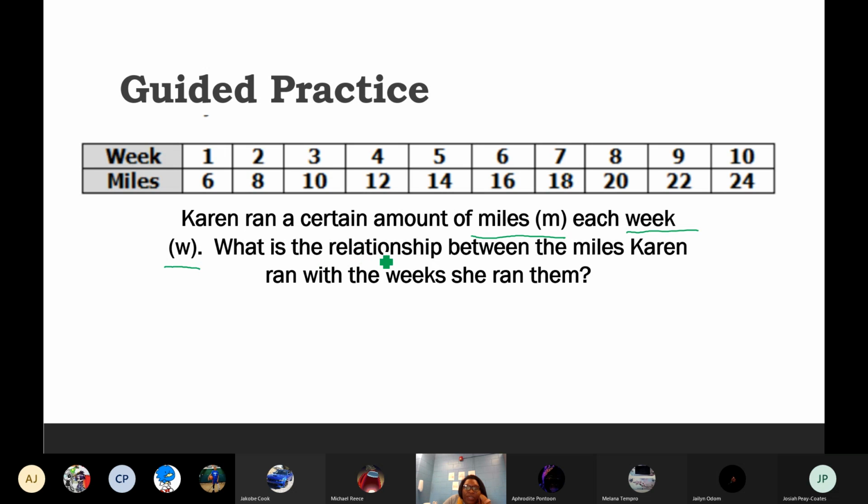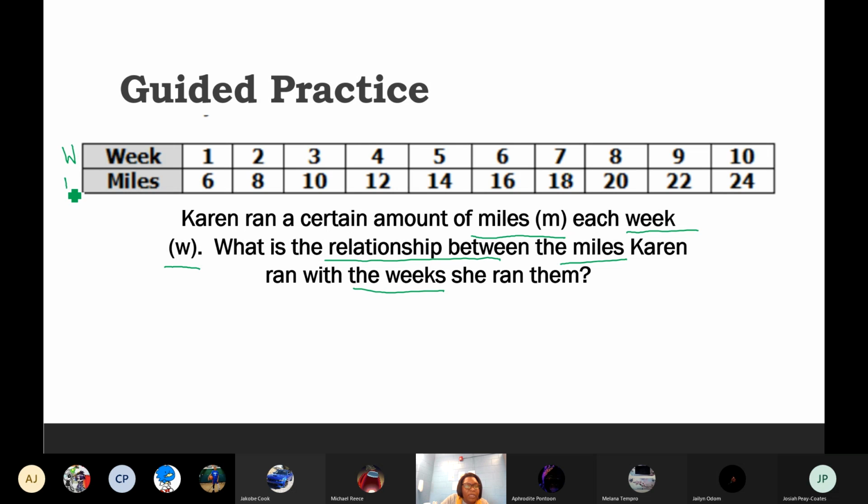What is the relationship between the miles Karen ran and the weeks she ran them? So what we're asking here is for you to identify the pattern. As the weeks increase, 1, 2, 3, 4, 5, what happens with the amount of miles she runs? What's the pattern there? In other words, how did I get from 1 to 6? We're looking at the relationship here.